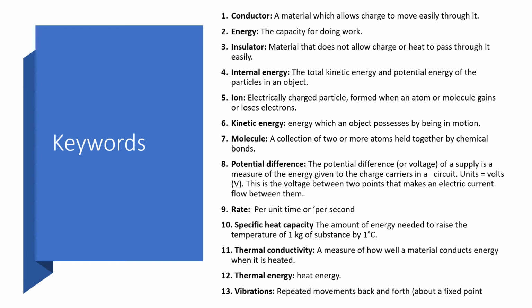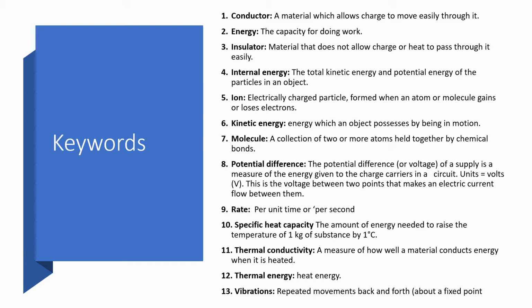Potential difference or voltage. The potential difference of a supply is the measure of energy given to charge carriers in a circuit. So units of this is volts. Rate. Rate is per unit time or per second. 10. Specific heat capacity. Specific heat capacity is the amount of energy needed to raise the temperature of 1 kilogram of substance by 1 degree.